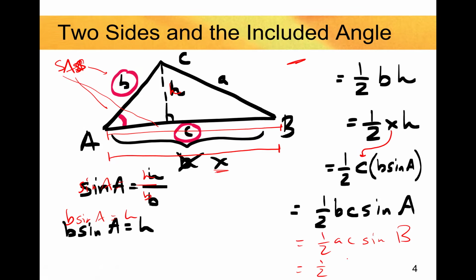Oh, 1/2 a b sine C. Perfecto. All right, there's our three formulas. So circle them, box them in, whatever you need, but we'll just use those right here. So that gives us the area of a triangle based upon two sides and the included angle. That's awesome.